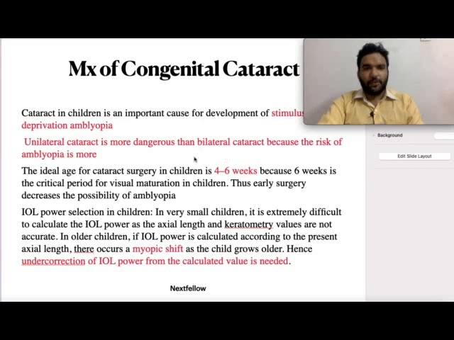4 weeks is better, because 6 weeks is the critical period for visual maturation in children, and thus early surgery decreases the possibility of amblyopia.